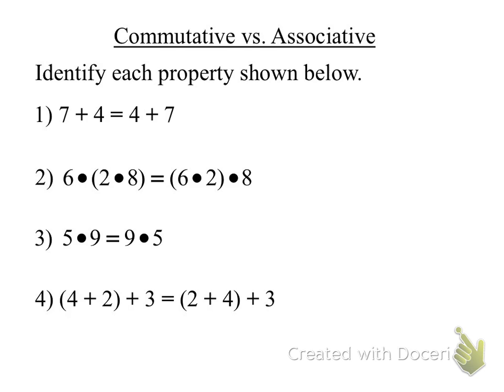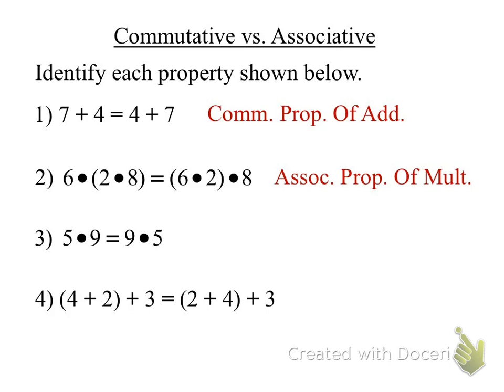All right, Issa here. Number 1. Perfect. Commutative of addition. Number 2, please. Associative of multiplication. Perfect. Number 3, please. Xander. Commutative of multiplication. Commutative of multiplication. Good. And number 4, please.